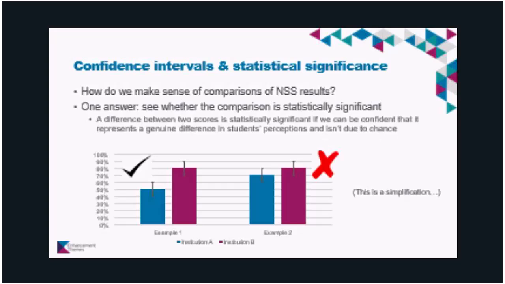Okay, so this is horribly simplified. There's more nuance in the fact sheet, but crudely speaking, if the confidence intervals don't overlap, so that's example 1 on the left, the difference is statistically significant. If the confidence intervals do overlap, that's example 2 on the right, the difference is not statistically significant. Okay, so that's a simplification, but broadly speaking, that's how you can think of it. There's more in the fact sheet.